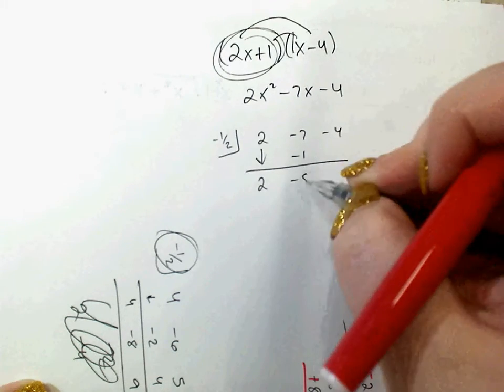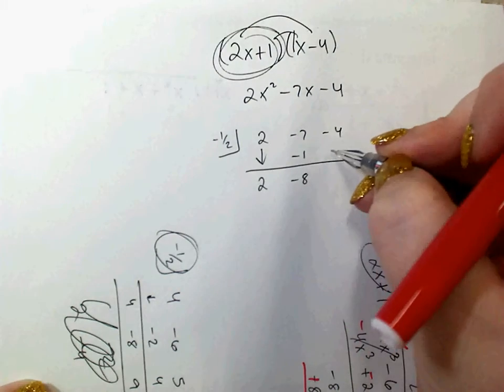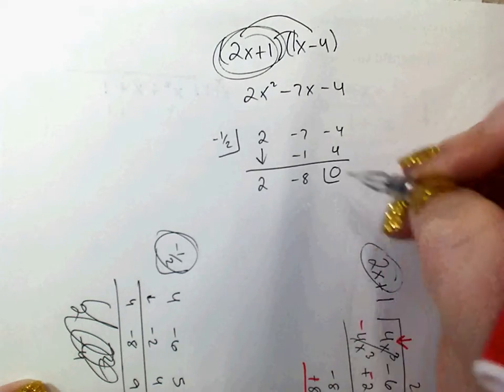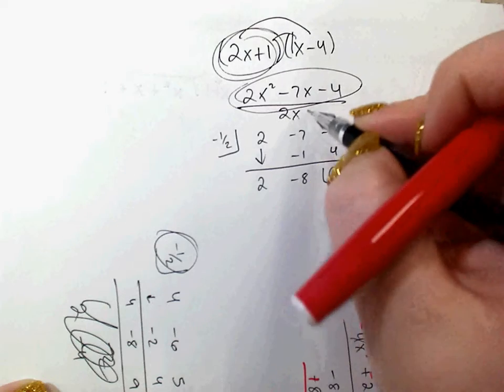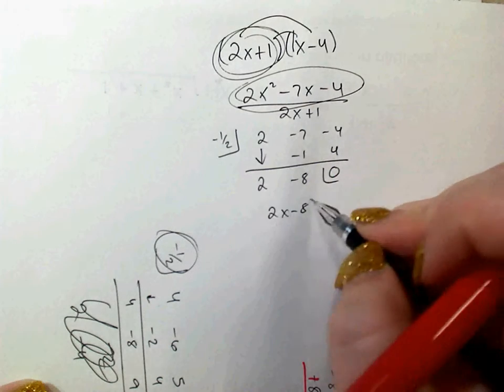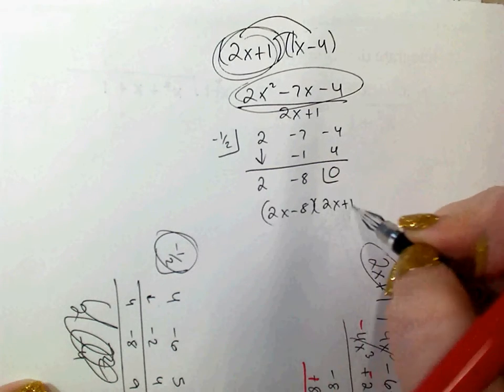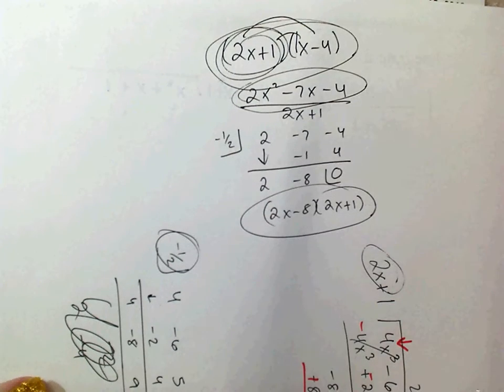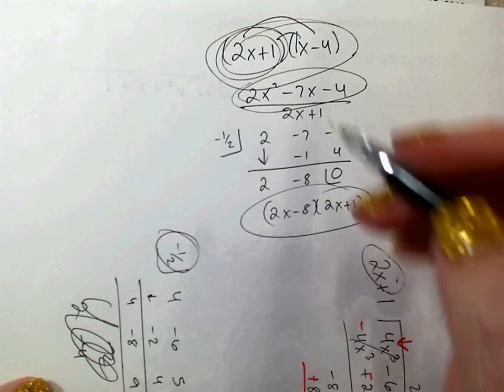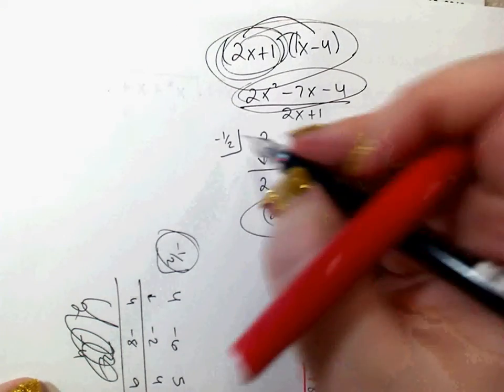So it's telling me that when I divide this quadratic by 2x plus 1, I get 2x minus 8, which means these two multiply by each other, right? But that's not that. Why doesn't it work? Well, that's the thing. If you divide by a fraction using synthetic division, whatever this is, you have to divide by that too. So it is x minus 4.